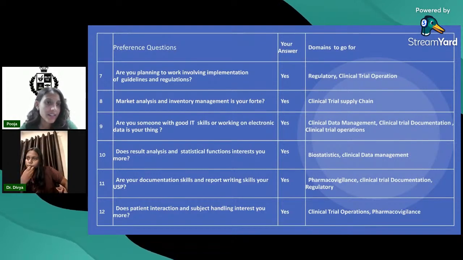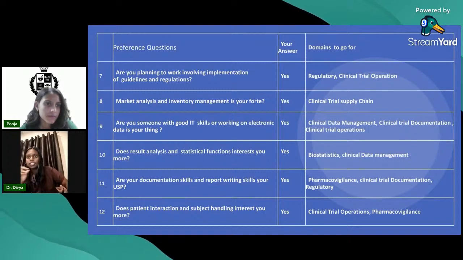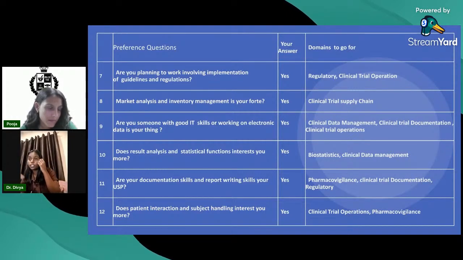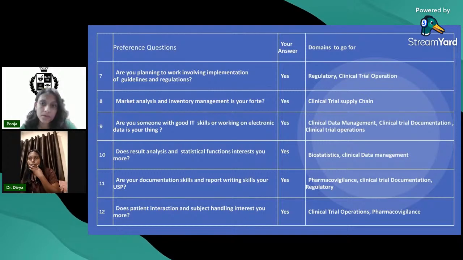Then the 10th question is, does result analysis and statistical functions interest you more? If you are a person with good calculation, mathematics, and statistics, you can go for biostatistics and clinical data management.